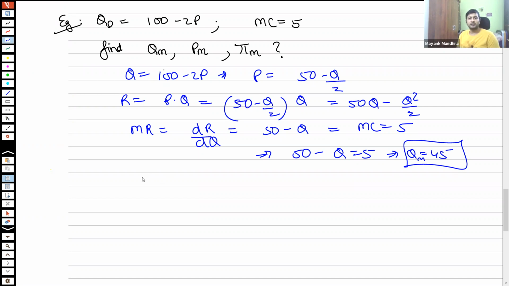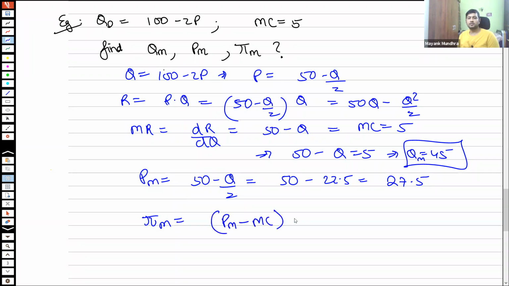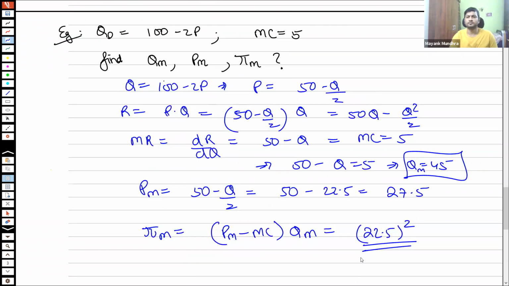Anyway, fine. Price of monopolist becomes equal to 50 minus q by 2. So that is 50 minus 22.5, so that is 27.5. And profit of monopolist will be equal to just PM minus MC into QM. So that is 22.5 squared, whatever that value is.